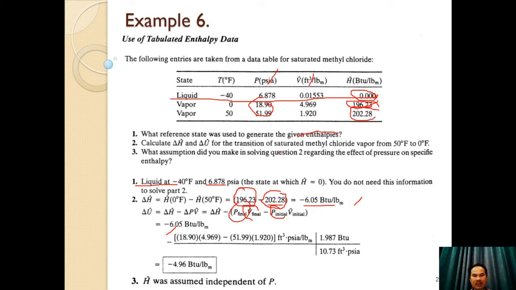For the last question: what assumption did you make in solving equation 2 regarding the effect of pressure on specific enthalpy? We assume it is independent of pressure. We assume that it does not depend on the pressure, because we thought that for the pressure change, there is no change. For that case, like this table.